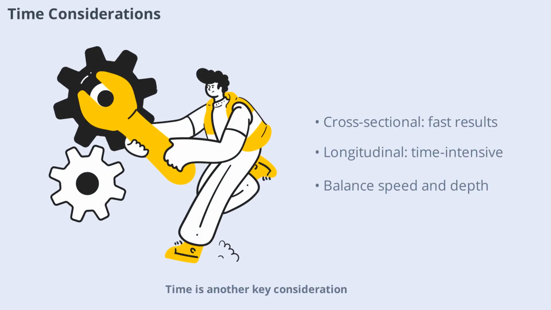Time is another key consideration. Cross-sectional studies can be completed quickly, making them suitable for urgent public health needs. Longitudinal studies take longer but provide more comprehensive information about changes and trends. Researchers must balance the need for timely results with the depth of information required.